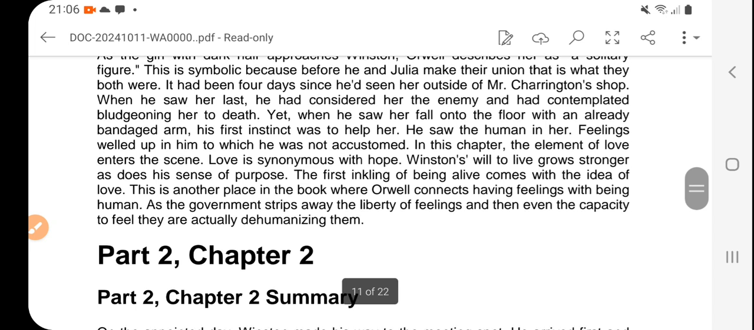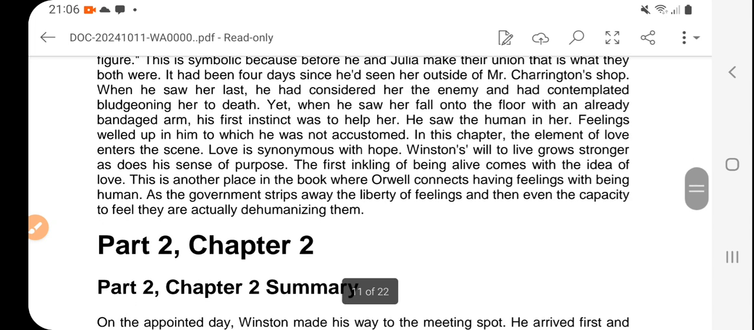It had been 4 days since he had seen her outside of Mr. Charrington's shop. So there is a Mr. Charrington, and they meet at Mr. Charrington's shop.